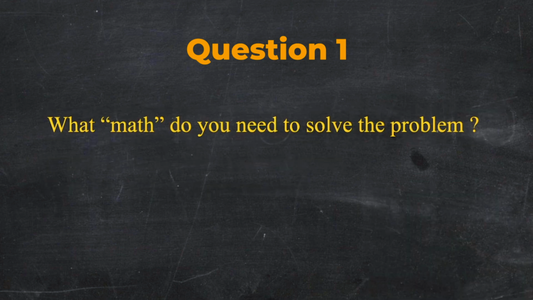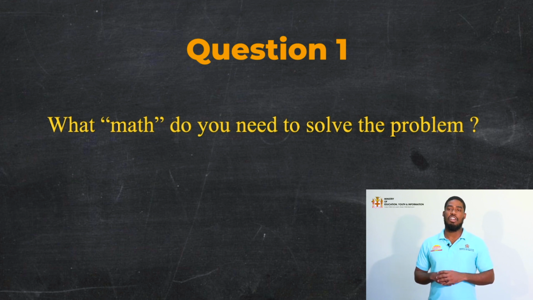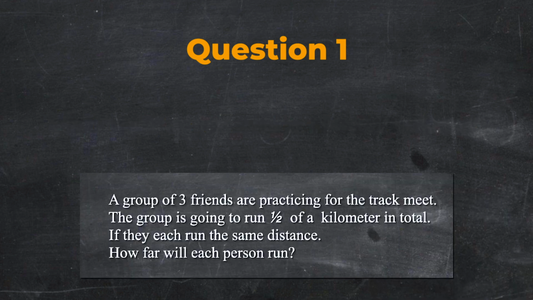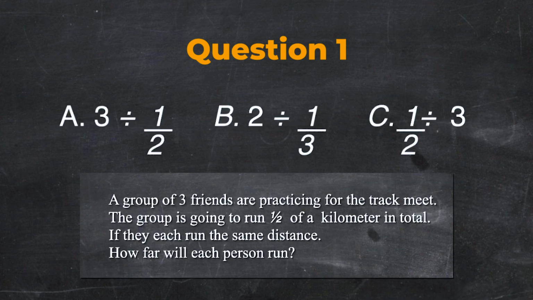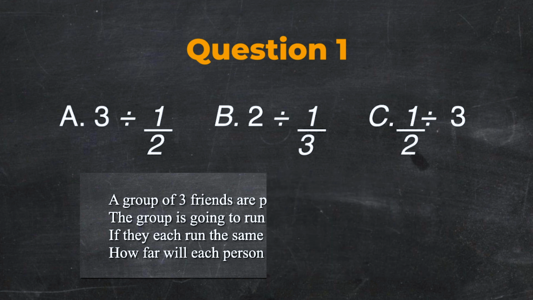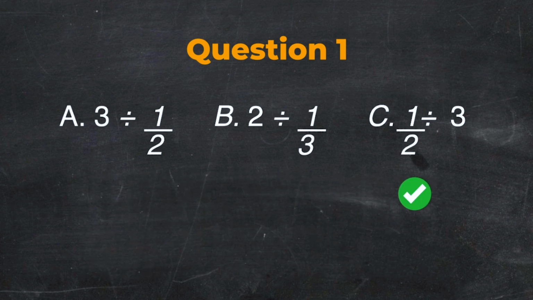Now, what do you need to solve the problem? Let's see. Which expression could represent this situation? Option A, 3 divided by a half. Option B, 2 divided by 1/3. Option C, half divided by 3. The total distance of half a kilometer will be divided by 3 persons who are running. Your answer should be C, half divided by 3.